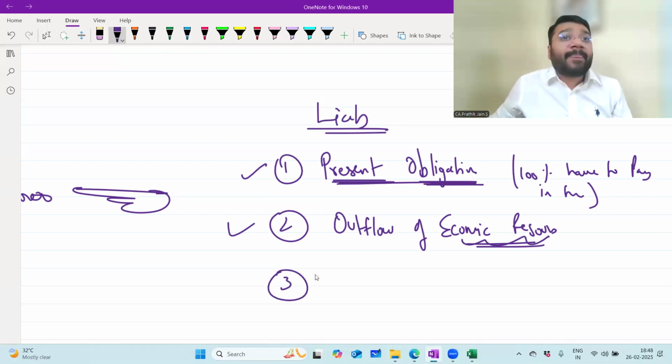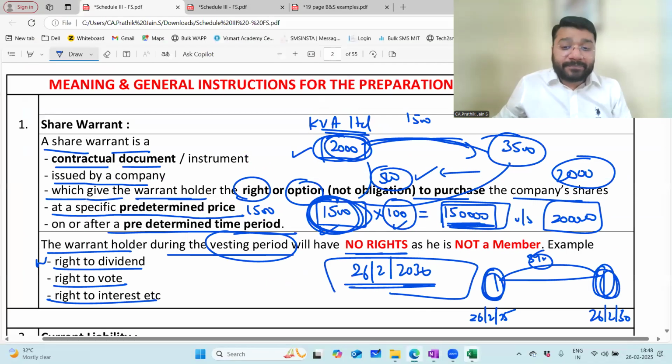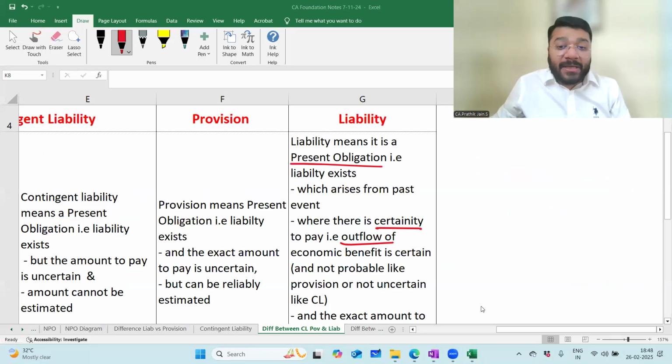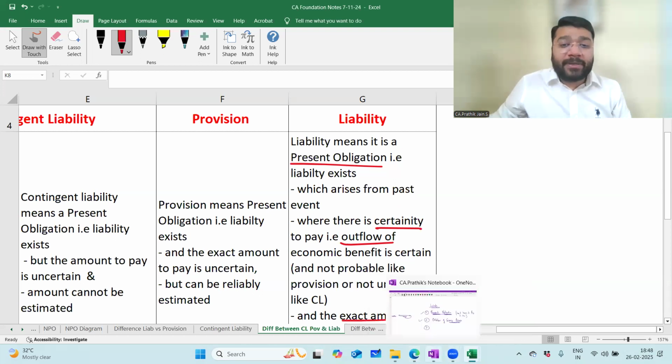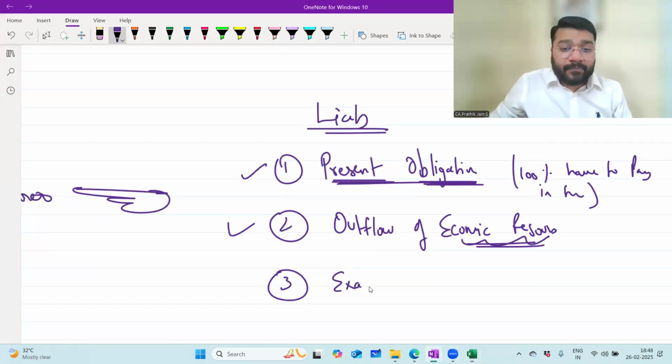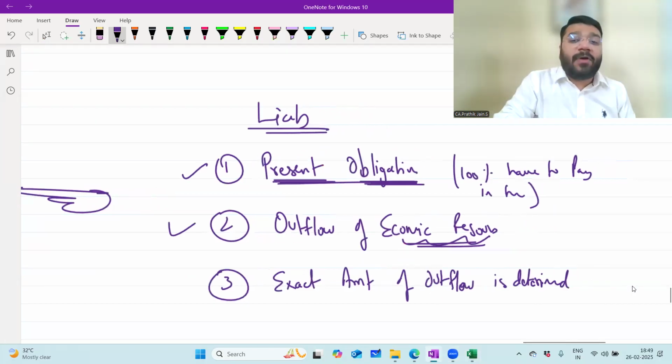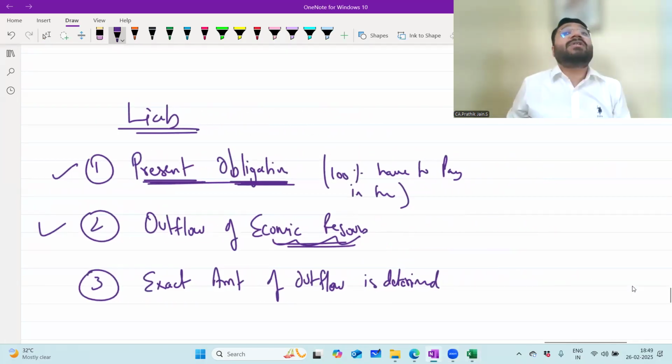Third is what? Can you measure? What is the third point? The exact amount of outflow could be measured. The exact amount of outflow is determined. If these three conditions are satisfied together, we call this a liability. Any problem?